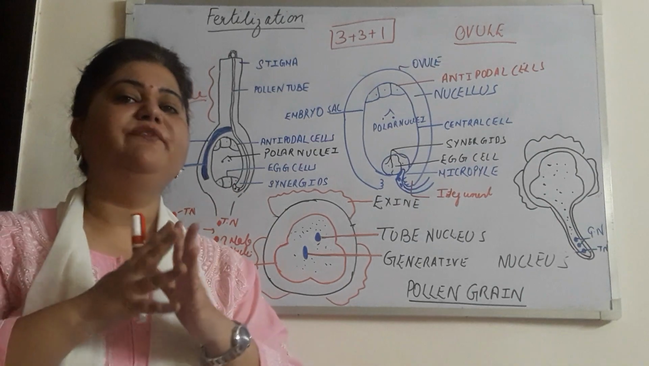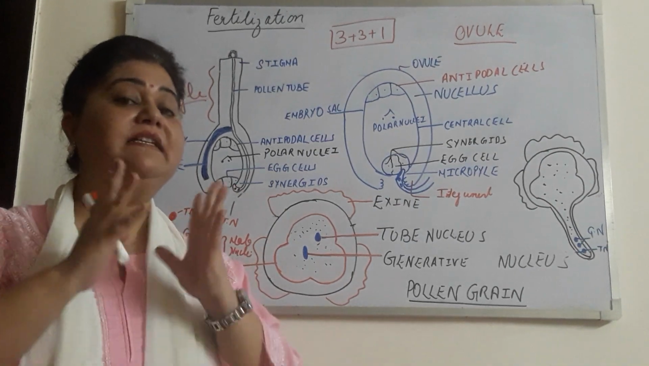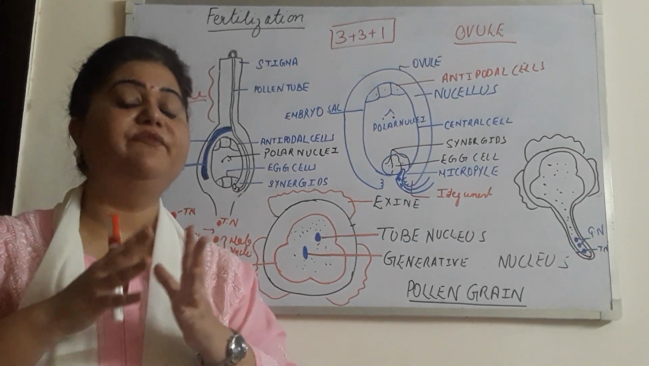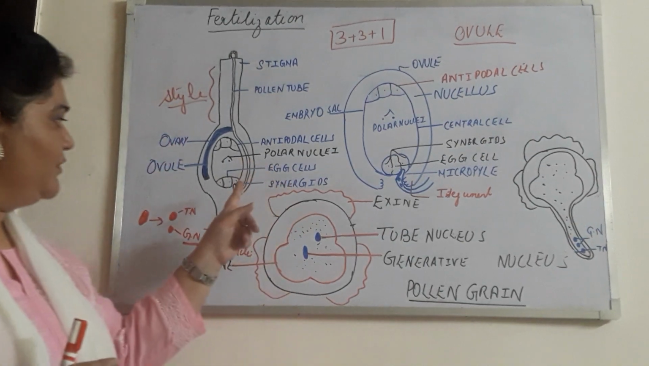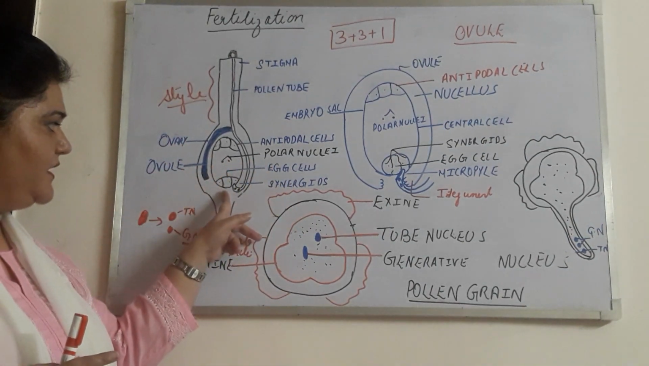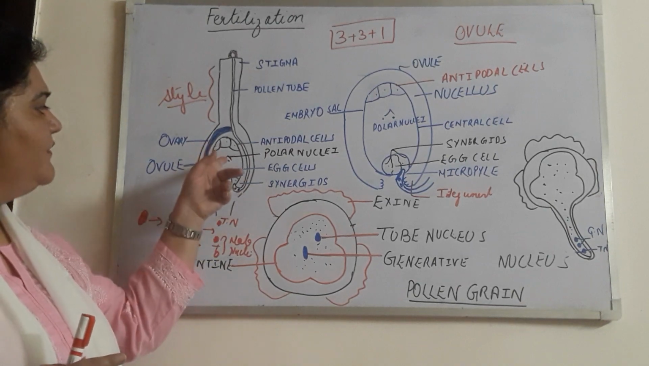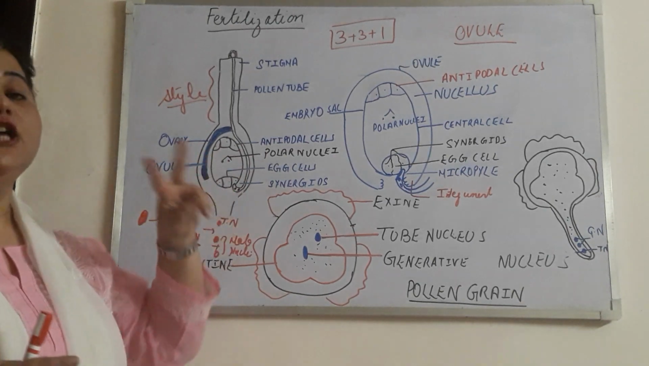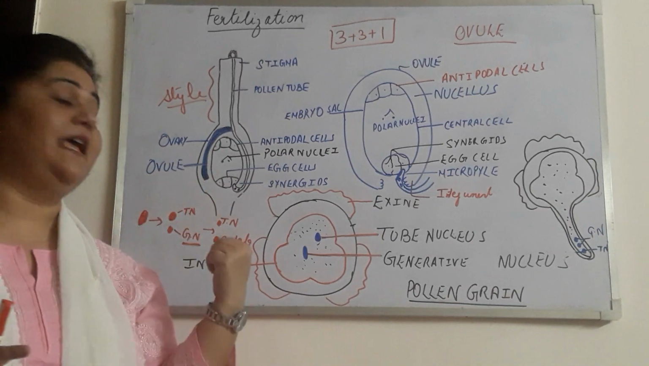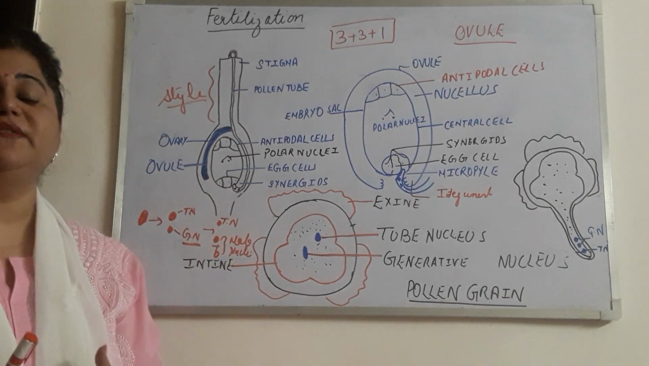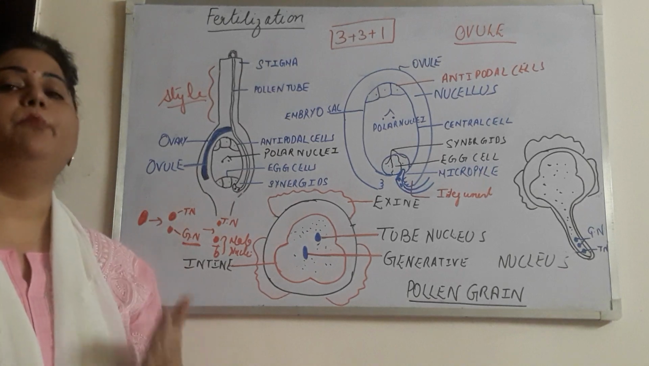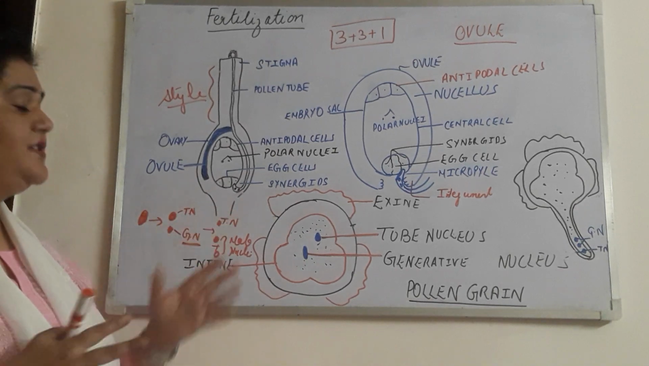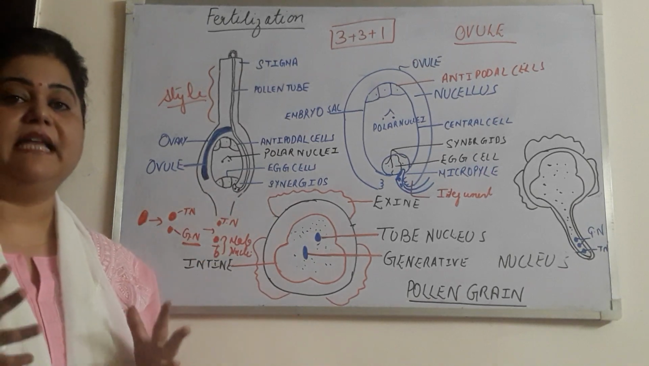Okay, if you have listened to me carefully, how many fertilizations have occurred? Two. Because one male nucleus has fused with the egg nucleus, and another has fused with the polar nuclei. So two fertilizations have taken place. That's why we call this fertilization double fertilization. This is very important.